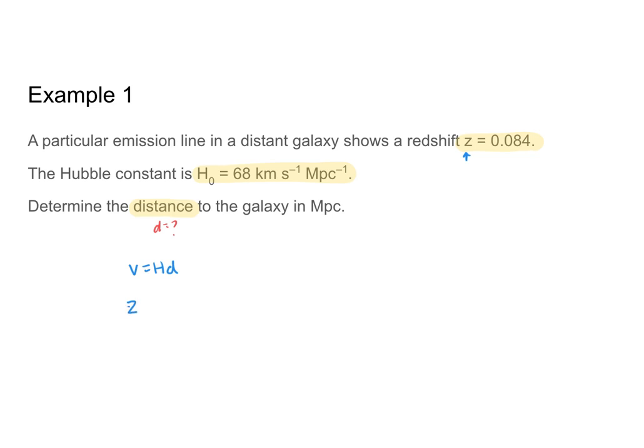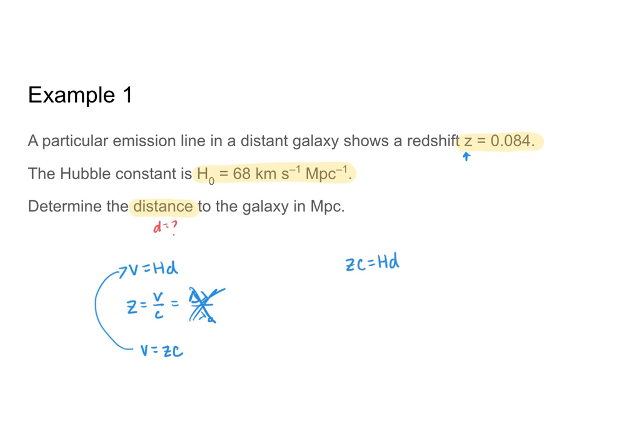So we learned that z was equal to v over c, which is equal to delta lambda over lambda naught. Now, just looking at this, I can tell I don't know anything about any wavelength. That's going to be useless to me. But z equals v over c is quite useful because I know what z is, and c is the speed of light in a vacuum. That's constant. So I can write v as being equal to z times c, and I can now substitute that back into my Hubble's law equation. So I can say then z times c is equal to H times d.